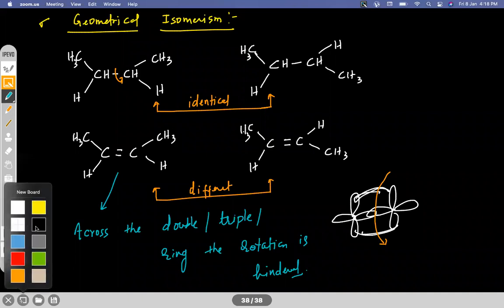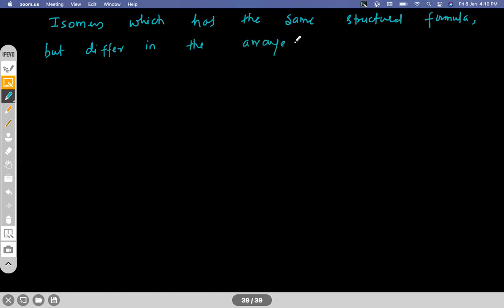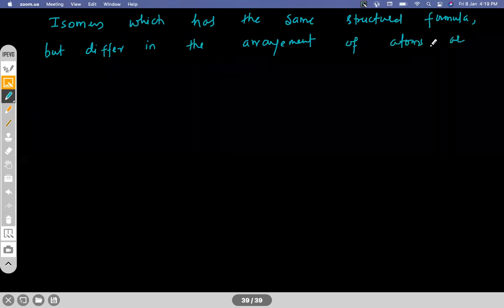Write down the definition, all of you. Geometrical isomers, write down isomers, which have the same structural formula but differ in the arrangement of atoms or groups in space.